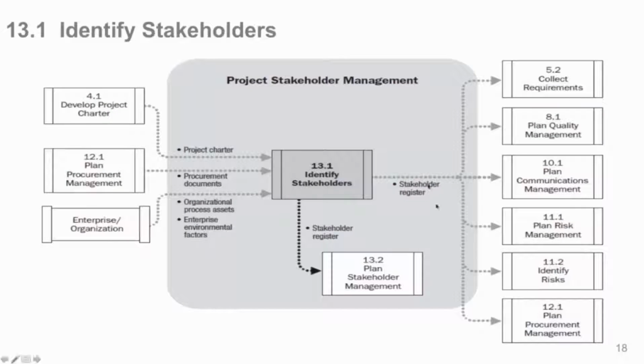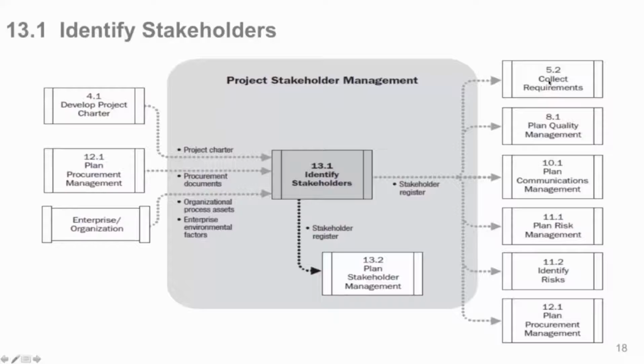And once that's done, the stakeholder register goes out to collect requirements because these stakeholders are your primary source for detailed requirements. They're the ones that you're building this for, so you need to collect your requirements from them. It goes into quality management, because the stakeholders have a vested interest, some more than others. So they're concerned with the quality of the product that's going to be output.